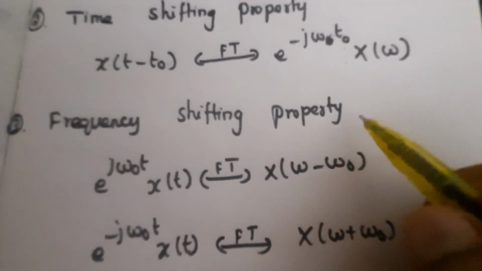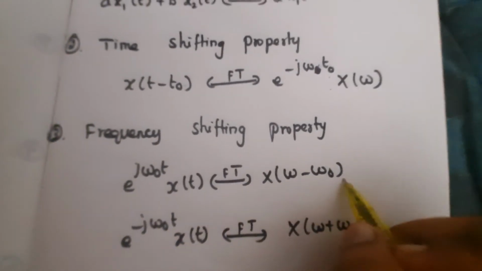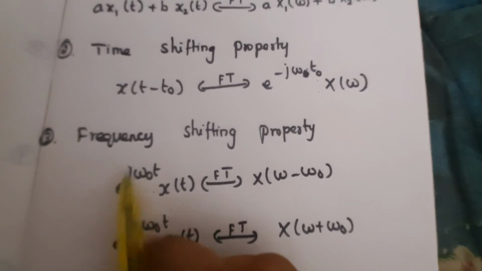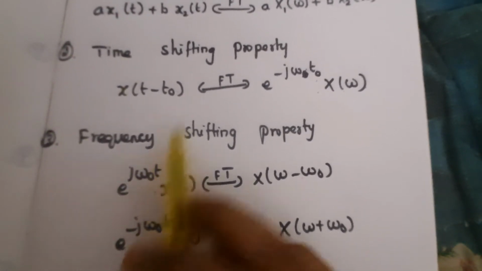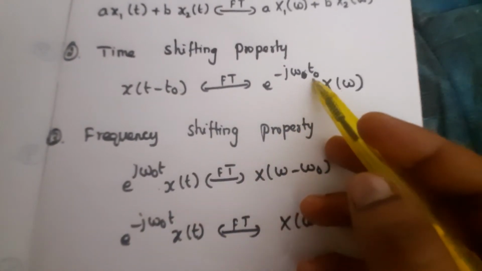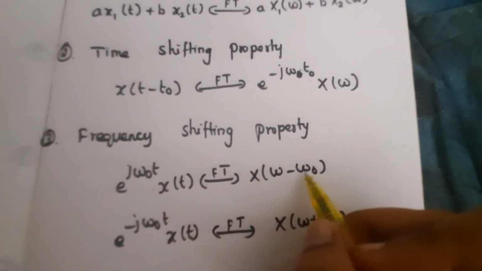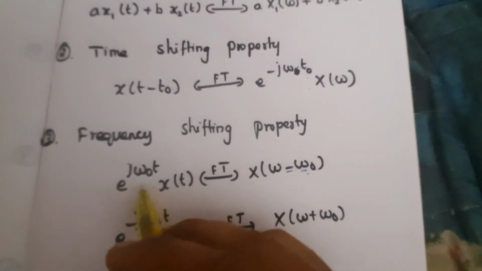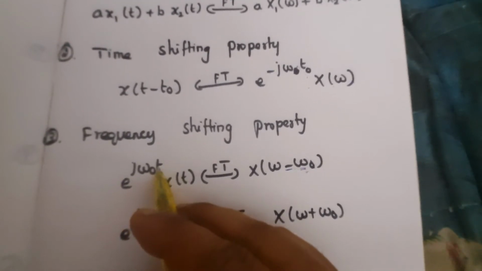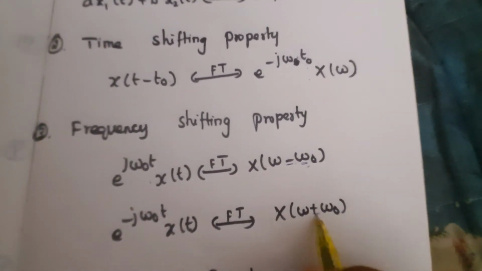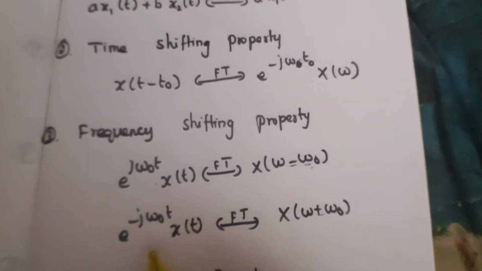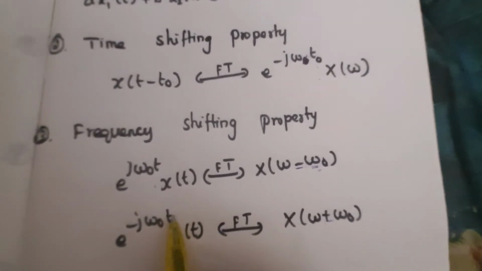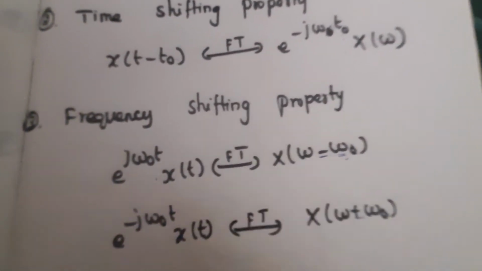Similarly, the frequency shifting property. In the frequency domain, the signal is shifted by some frequency amount, and the signal is multiplied with e power j omega naught t. Similar to the time shifting property, where the time shift is t naught, here we consider the frequency. Here omega naught with a minus sign means the signal is multiplied with e power minus j omega naught t. So this is known as the frequency shifting property.